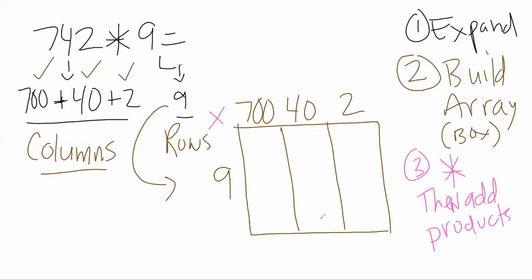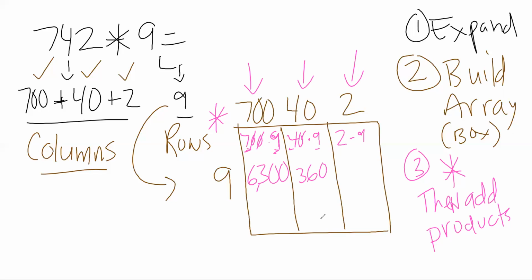Okay, so we have a column of 700 times 9. We have a column of 40 times 9. We have a column of 2 times 9. So let's do that. So 7 times 9, 63, 2 zeros, 6,300. 4 times 9 is 36, 1 zero, 360. And 2 times 9, 18.